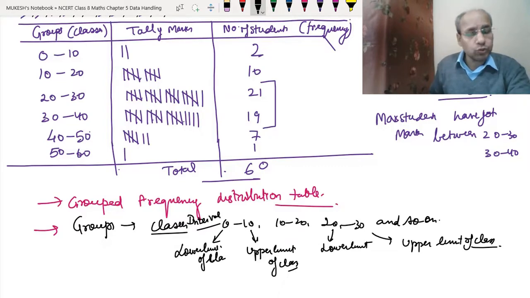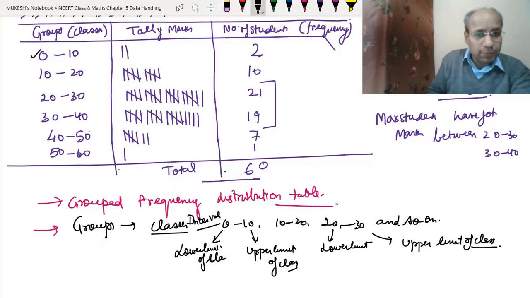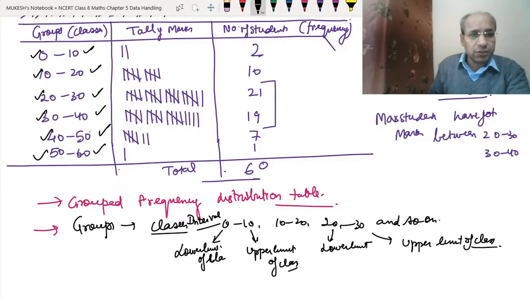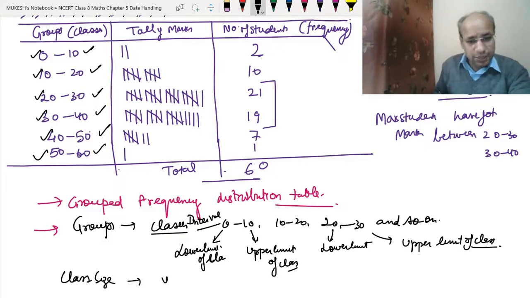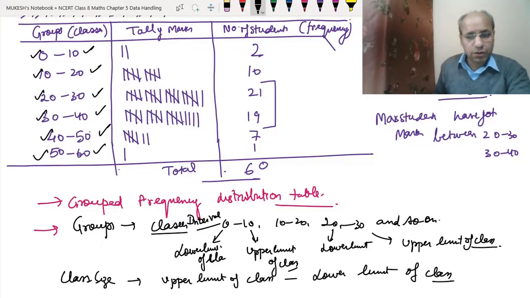So we call them classes or class intervals. We can call them both ways. See, this is the lower limit, this is the upper limit, lower limit, upper limit, and so on. So every class has a lower limit and an upper limit. And the difference between 0 and 10 is called the class width or class size. So what is the class size? Class size means upper limit of class minus lower limit of class.